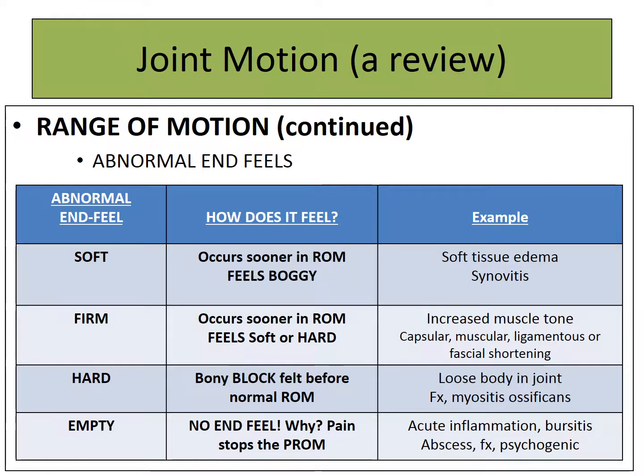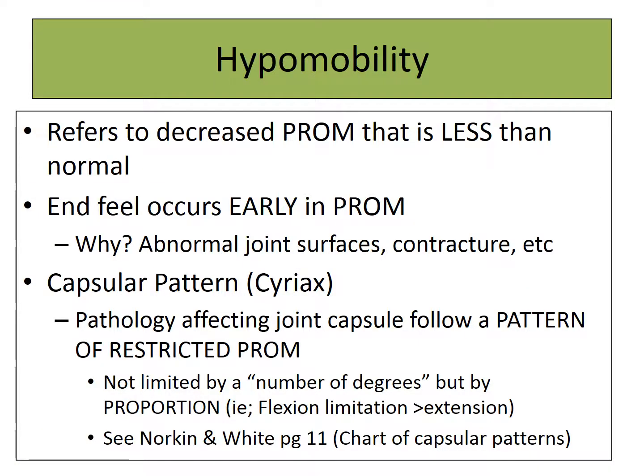If you measure a patient's range of motion passively, and it is less than what you expect as the normal range, then we could say that that patient has a hypomobile joint, or they have hypomobility. So again, if we're doing passive range of motion and you feel the end feel early and it is not the normal range that you are expecting, that patient would be hypomobile.